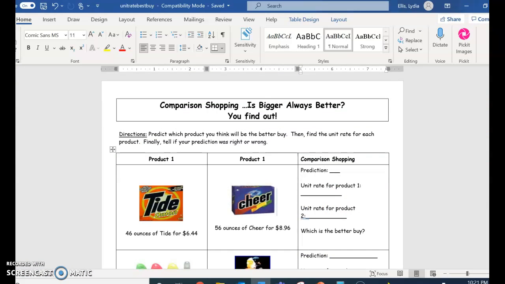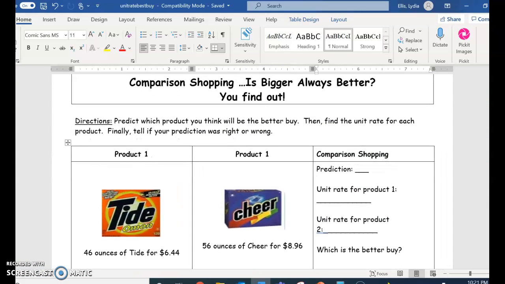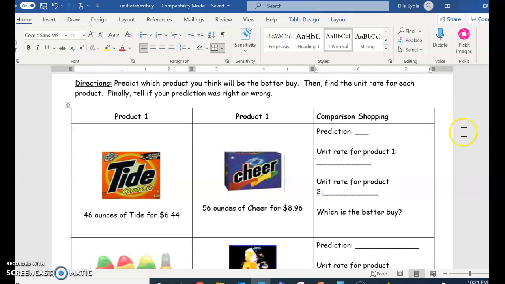So remember, unit rate is when you have a rate, you're comparing two objects, and you have a denominator of 1. That's what a unit rate is. So what we're trying to do here is decide which would be the better buy based on the unit rate. So I have to find the unit rate for each product, and then I'm going to see if my prediction is correct. Just looking at these two prices and the ounces for Tide and Cheer, I'm going to predict that Cheer is the better buy.